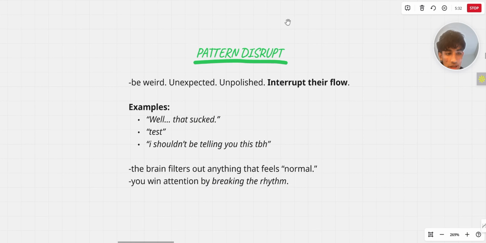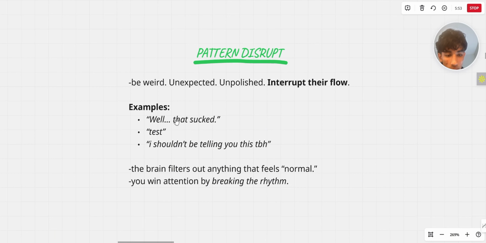All you have to do here is just be weird. Be weird, be unexpected, interrupt their flow, as we were talking about before. People have so much stuff going on in their day. They have to do this, they have to do this, they have stress going on in their lives. So we have to interrupt their flow. We have to interrupt whatever they're doing and make their brain stop.